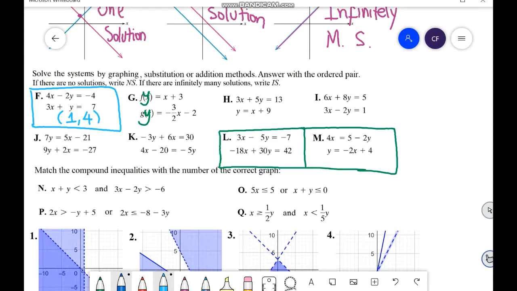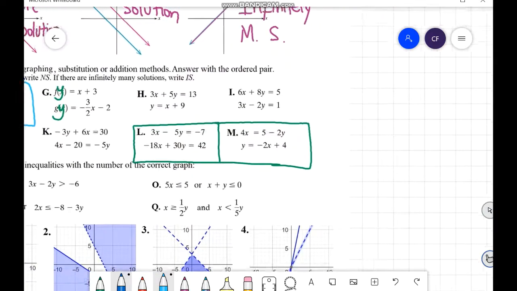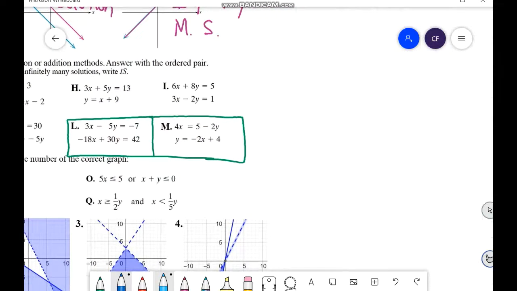That's the same thing you're going to do for G, H, I, J, and K. For L and M, it is a little bit different because they will have no solution or infinitely many solutions. Let me show here how to solve letter L, and I will use the addition method.